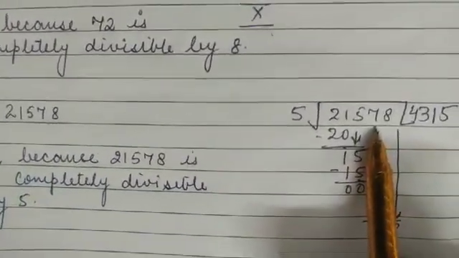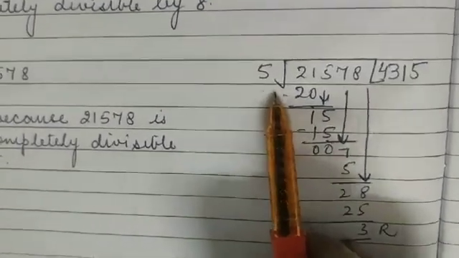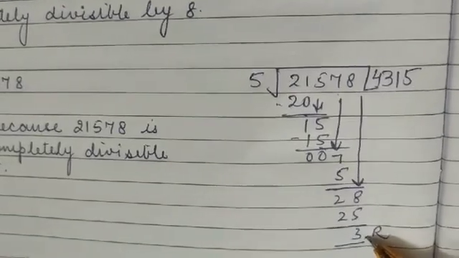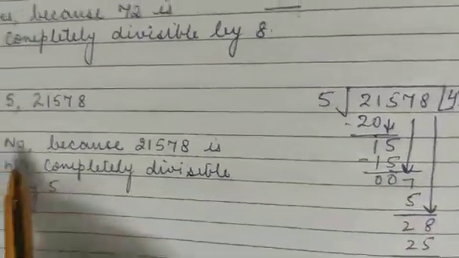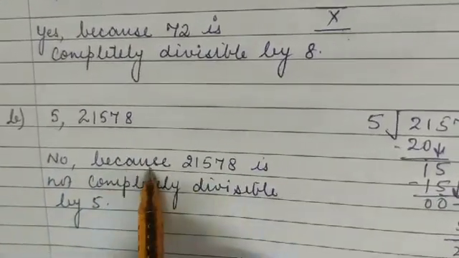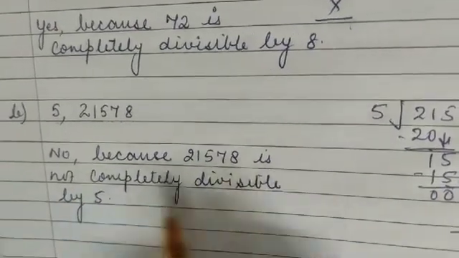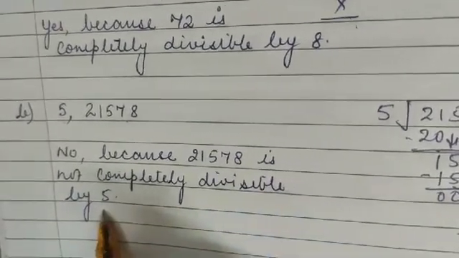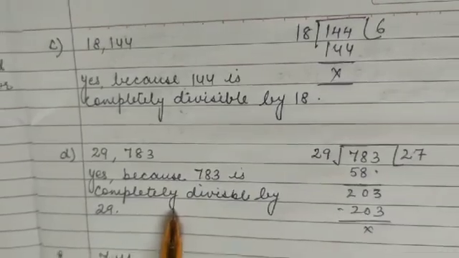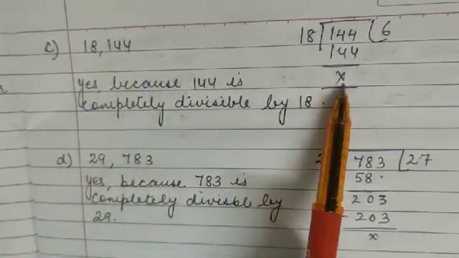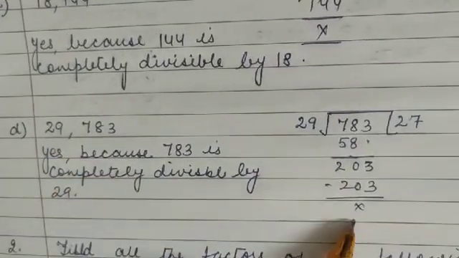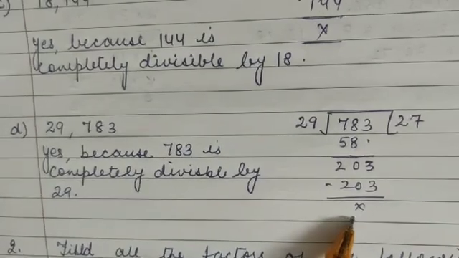So this number divided by 5. Now you see the division. We have a remainder left. 3 is the remainder. So it is not completely divisible. So no, 5 is not a factor of this number because this number is not completely divisible by 5. The same way you will do question number C and question number D. 18 is a factor of 144 because it is completely divisible. Okay. 29 is a factor of 783 because it is completely divisible. Clear? This is your question number 1.